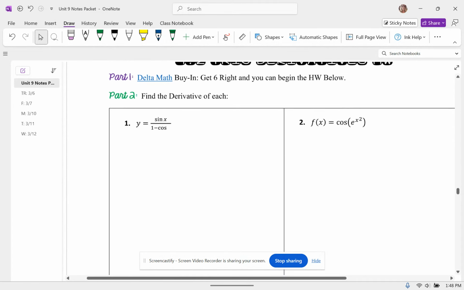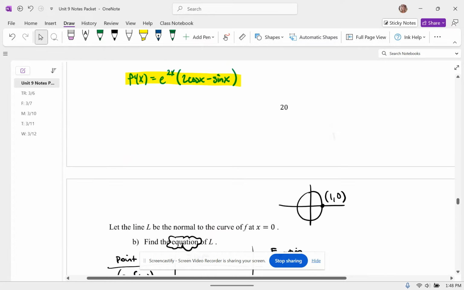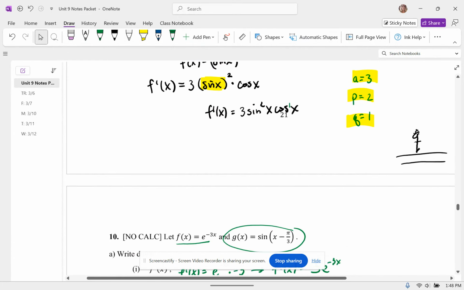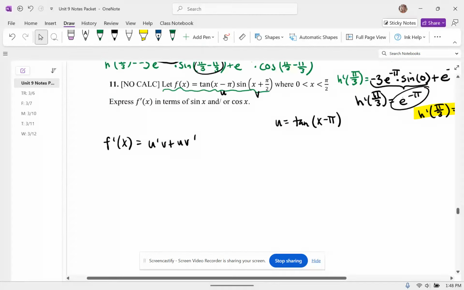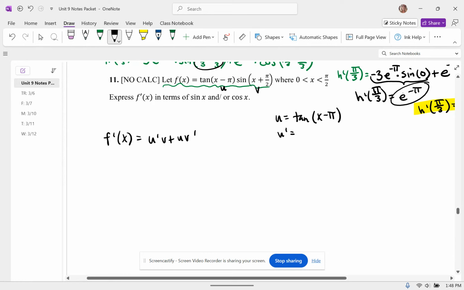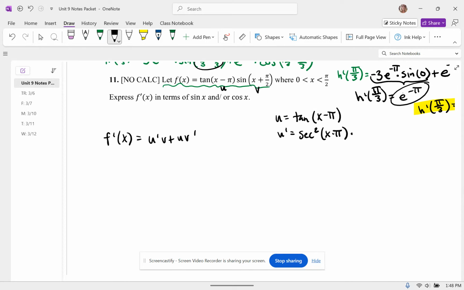But let's say I never taught it to you. You could definitely figure it out, right? But let's just do this because it's faster. So the derivative of tangent is secant squared. And then I have to multiply it by the derivative of the inside. What is the inside here? One. One, so it's the same thing. V is sine of x plus pi over 2.